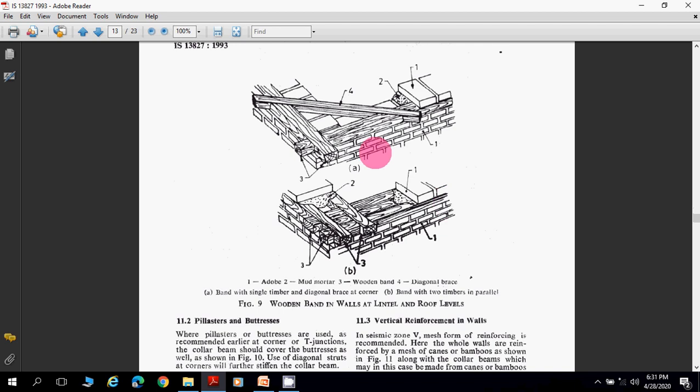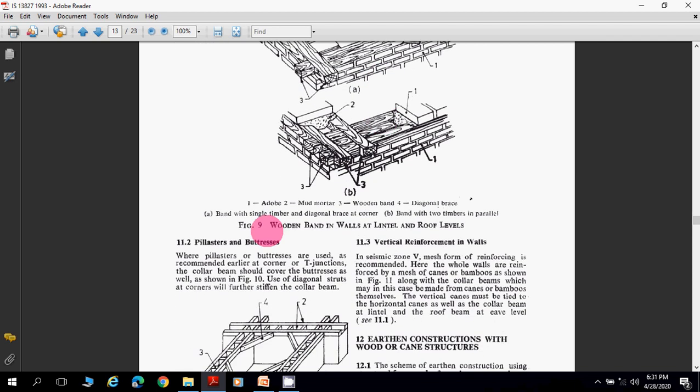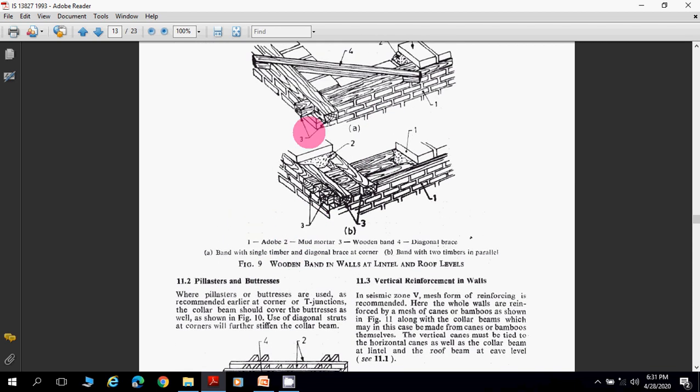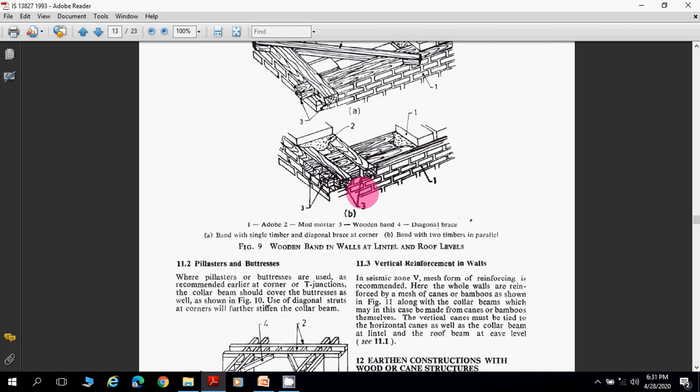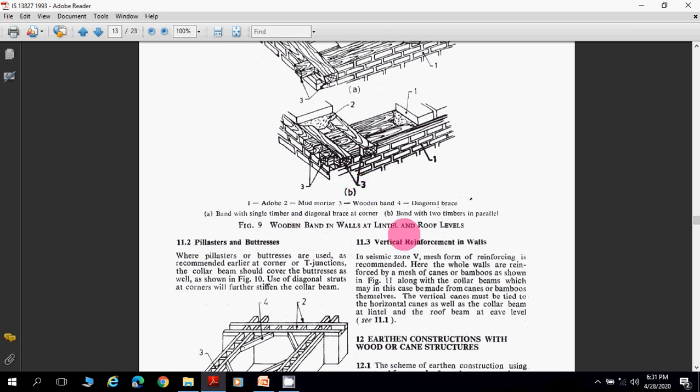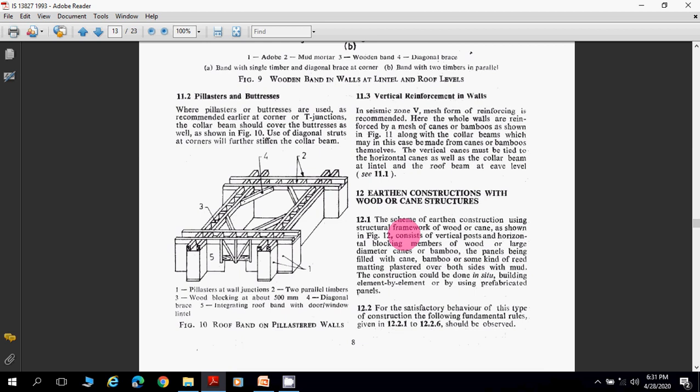Now, how are the joints provided? Two wooden blocks are placed at right angles to each other, and they are connected with the help of an inclined member, which is also called bracing. The adobe blocks are placed with mud mortar filled in. Then wooden bands are provided at an angle to each other, and diagonal bracings are provided to improve the strength at the roof level. So wooden bands in walls at lintel and roof levels are provided.